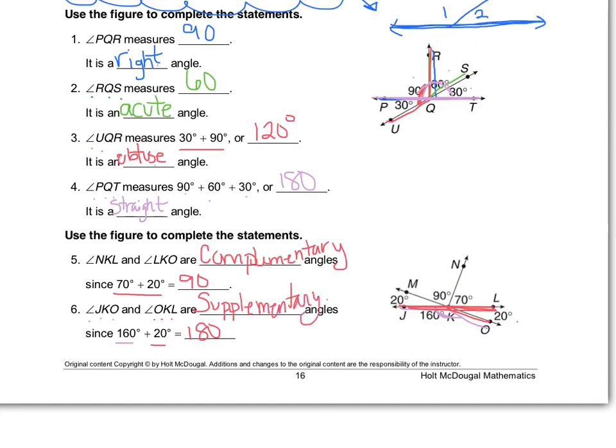All right, so those are the key words from this lesson. Two angles that add up to 90 are complementary. Two angles that add up to 180 are supplementary.